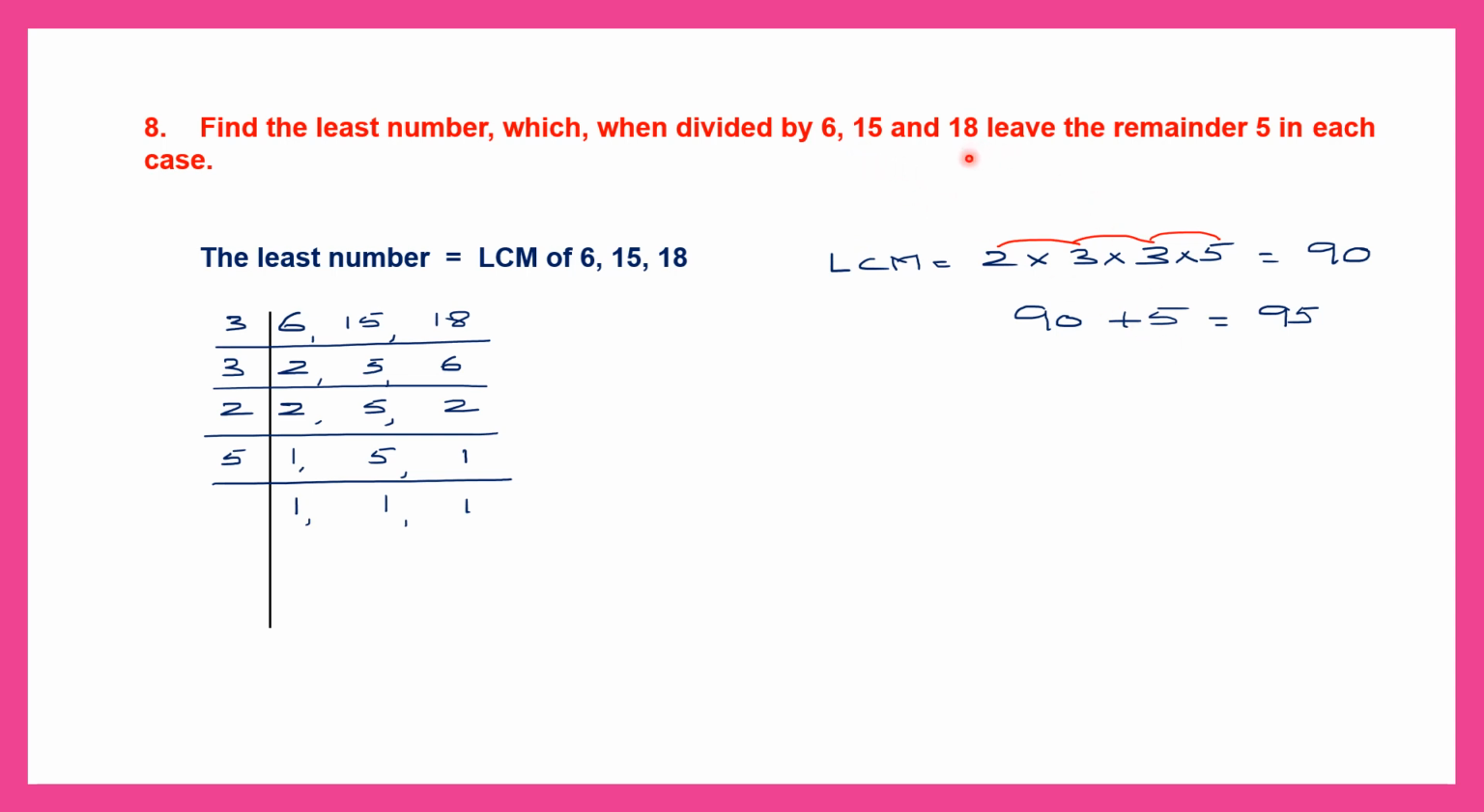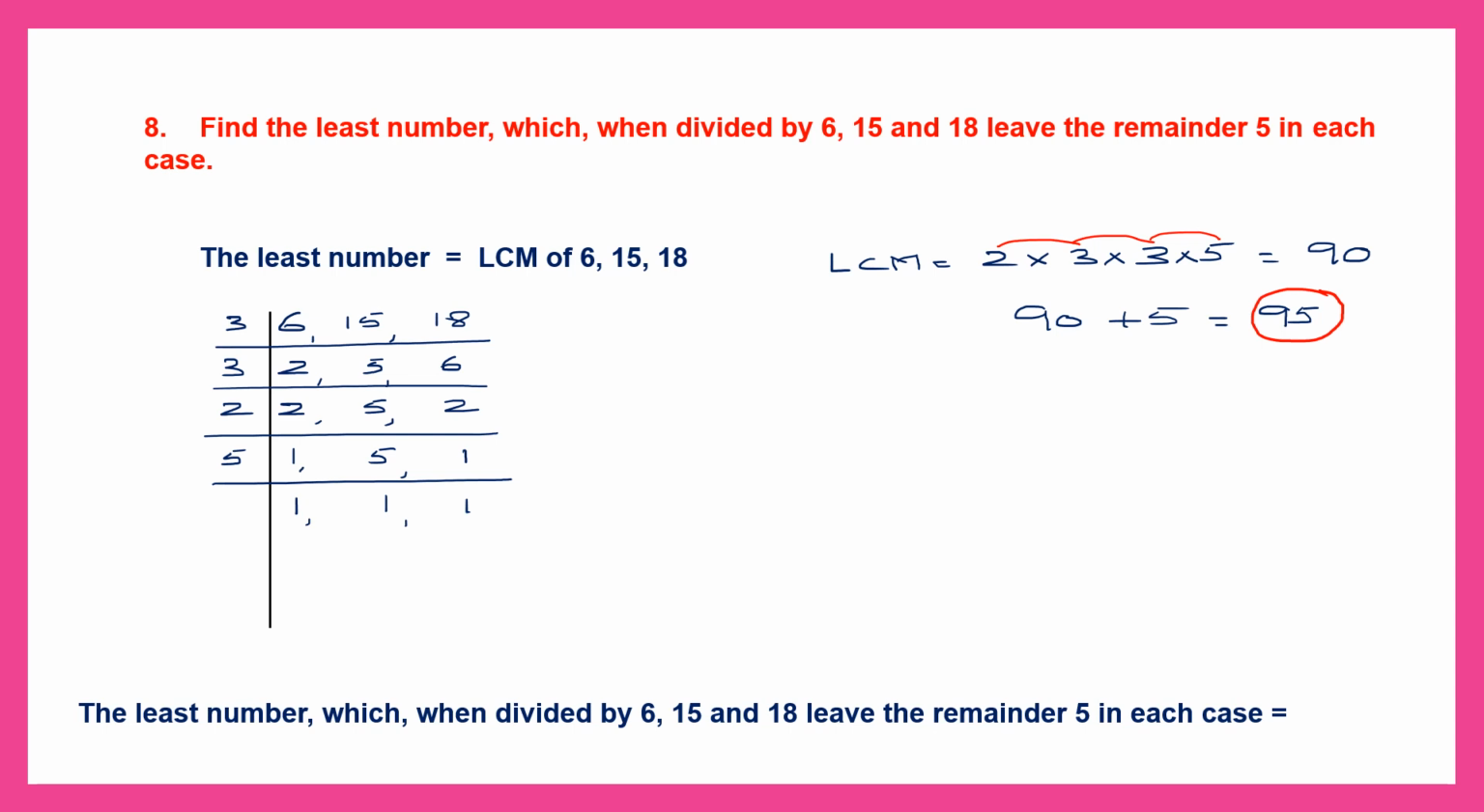If you divide it by 18, again your remainder is 5. So if you take the number 95, then that will leave a remainder 5 when it is divided by each of these. So what is our answer here? Our answer here is the least number is 95. Let's write that down. The least number which when divided by 6, 15 and 18 leaves a remainder 5 in each case is 95. So this is our answer, 95.